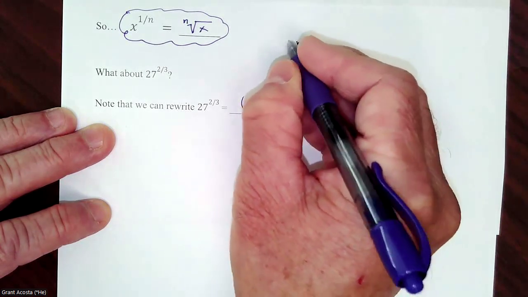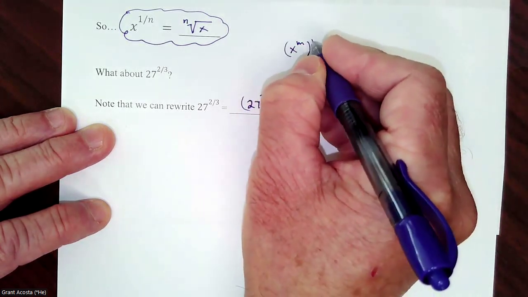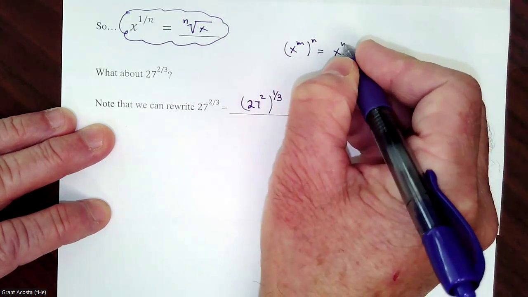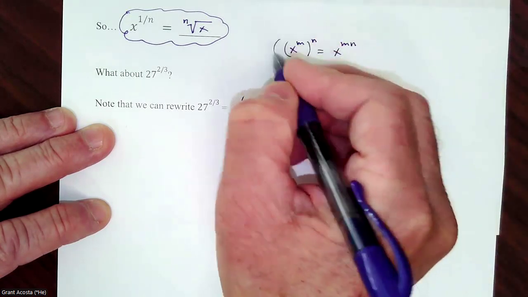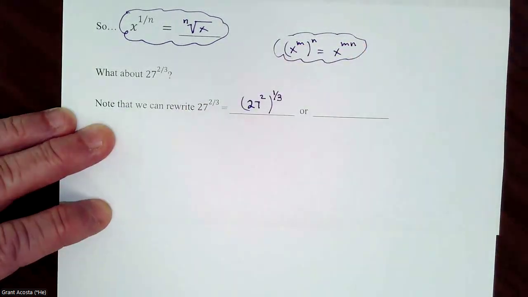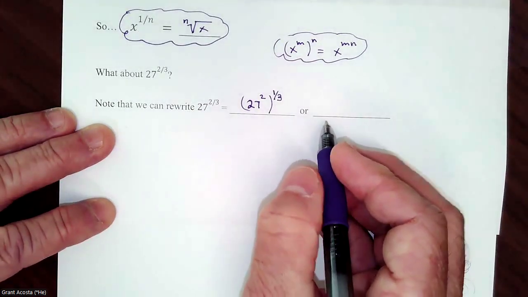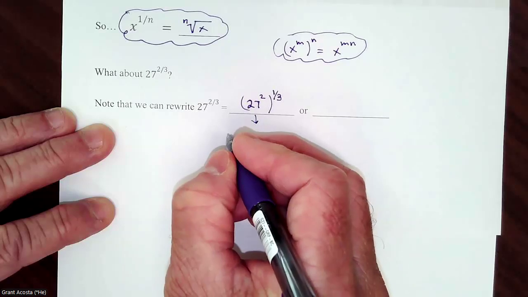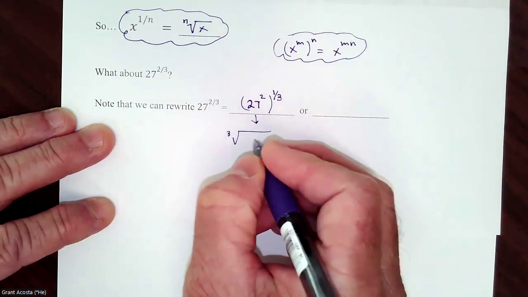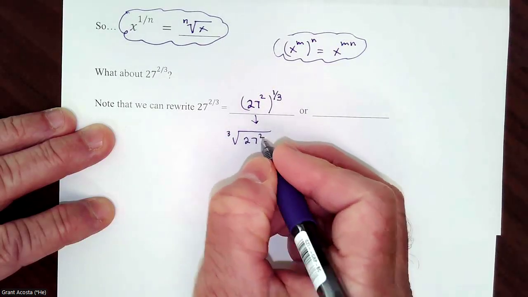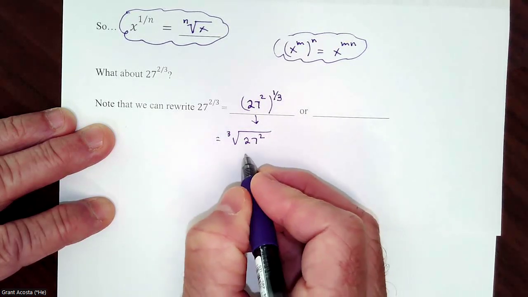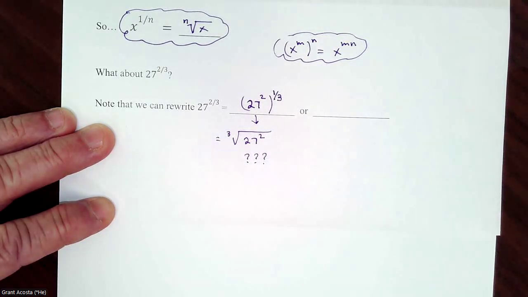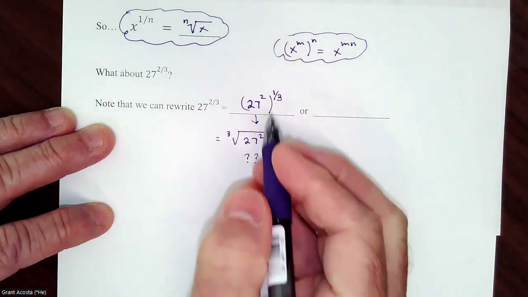I'll write that right here. If I have x to the m raised to the n, that's the same thing as x to the m times n. That's another property of exponents you should be familiar with. And so what this would mean, we know what the 1/3 means. That would involve taking the cube root of 27 squared, which is a big number. That's not going to be easy to figure out.